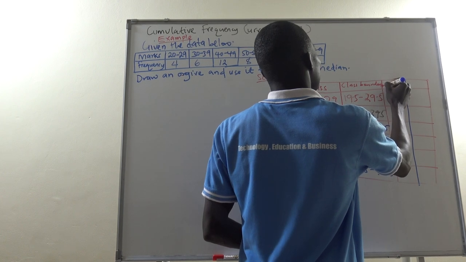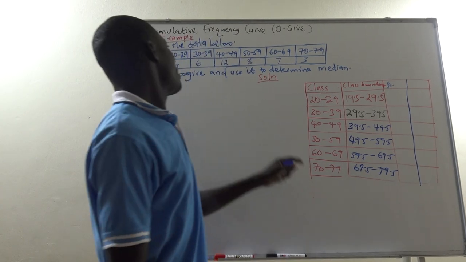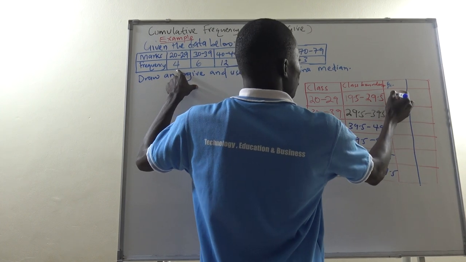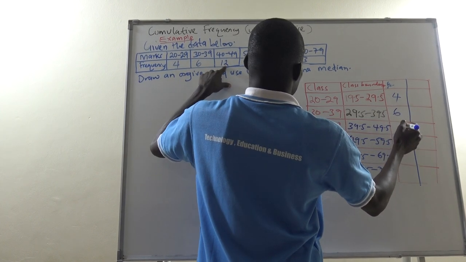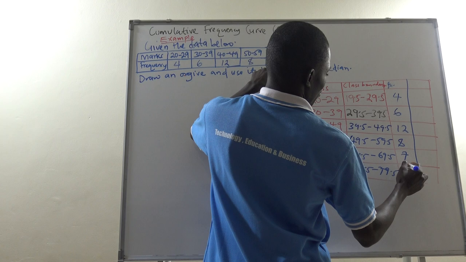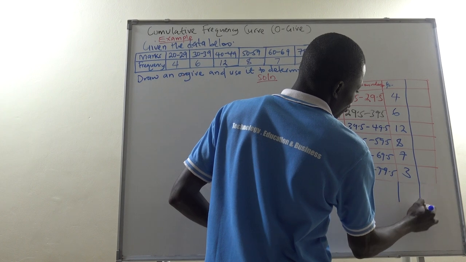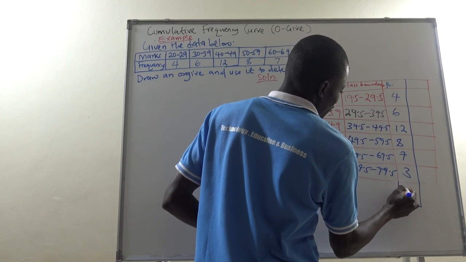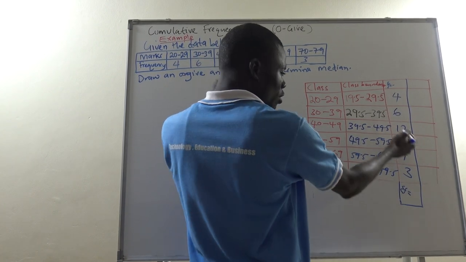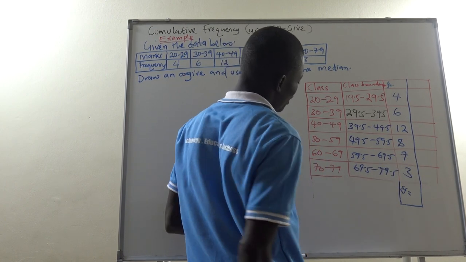Then we have another column for frequency, which we are going to denote as F. So for frequency, I just copy what is given in the table: 4, 6, 12, 8, 7, and 3. If you have enough time, you can even go ahead and get the total, that is the summation of F. So 4 plus 6, you get 10. 12 plus 10, you get 22. Plus 8, you get 30. Then plus 7, gets 37.